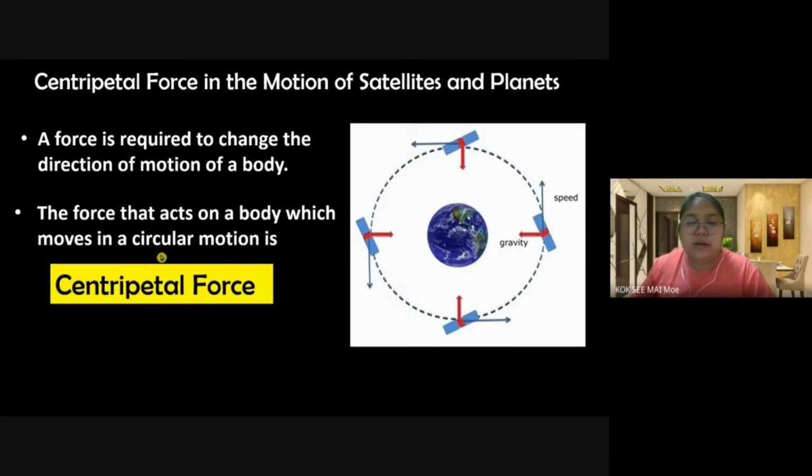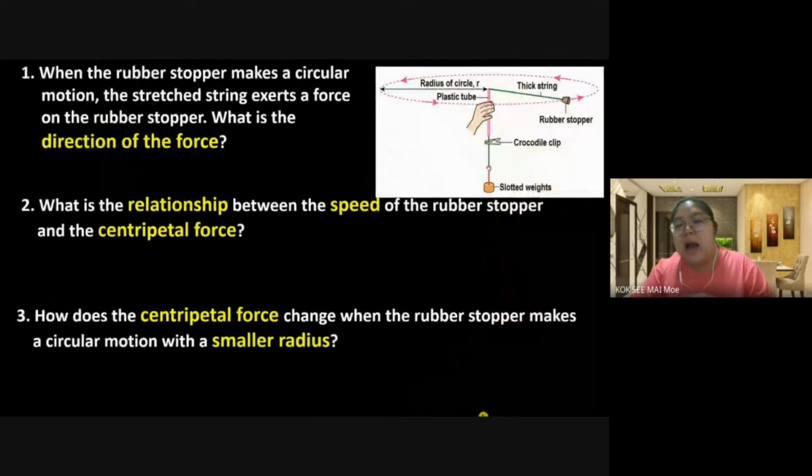So now we're going to see this centripetal force. What is the formula there? So we go to answer the question. When the rubber stopper makes a circular motion, the stretch of the string exerts a force on the rubber stopper. What is the direction of the force? The centripetal force, what is the direction? The direction surely follows the rubber stopper, right? Because the rubber stopper moves in a circle.